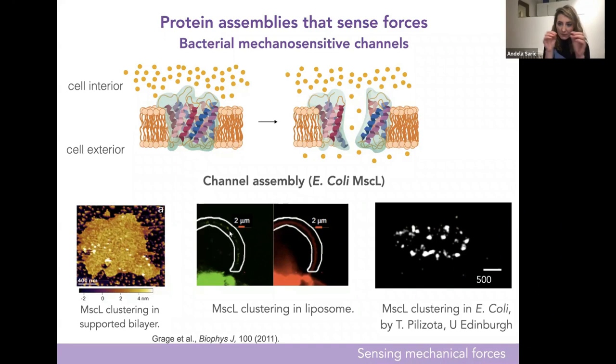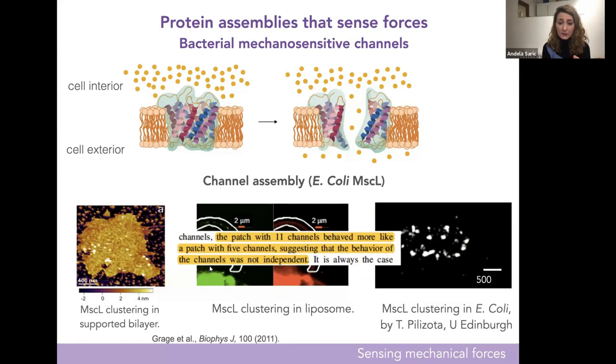And these are clusters of E. coli mechanosensitive channels of large conductance gathered by the Pilizota group at Edinburgh. And then there was this discussion: why would they cluster? How can that contribute to their function? What the patch clamp experiment from the Martinac group showed is that a cluster of 11 channels behaved in terms of conductance more like a patch of 5 channels. So they were conducting less than they would individually. We were actually confused by that a bit, because some theoretical work previously predicted that channels, as they come close to each other, should help each other open rather than close.